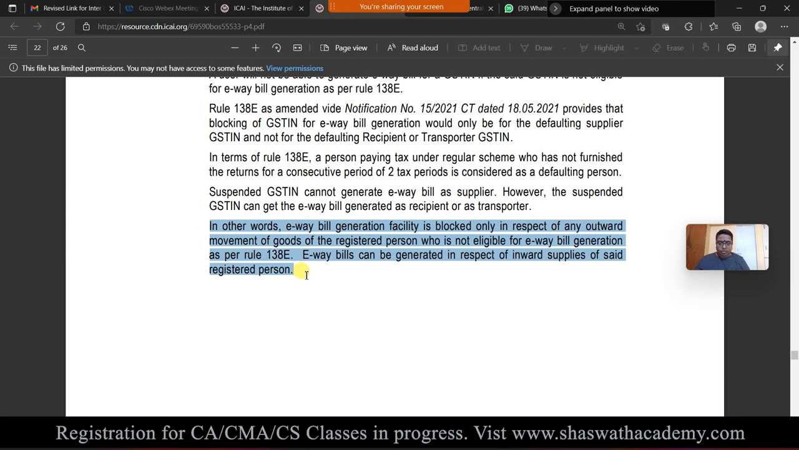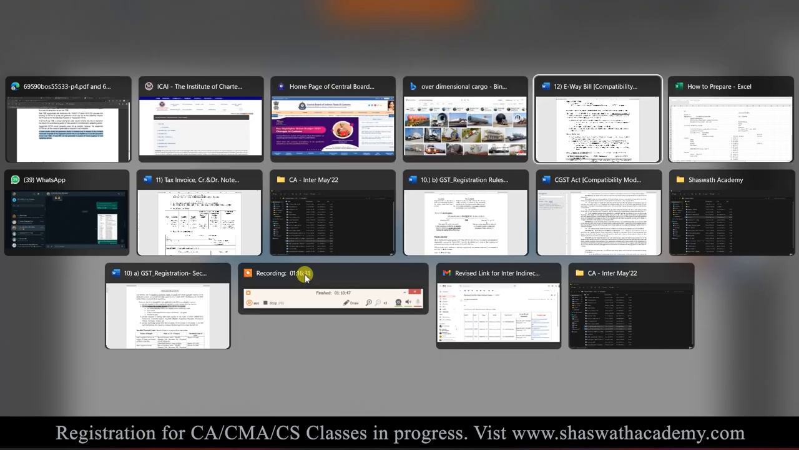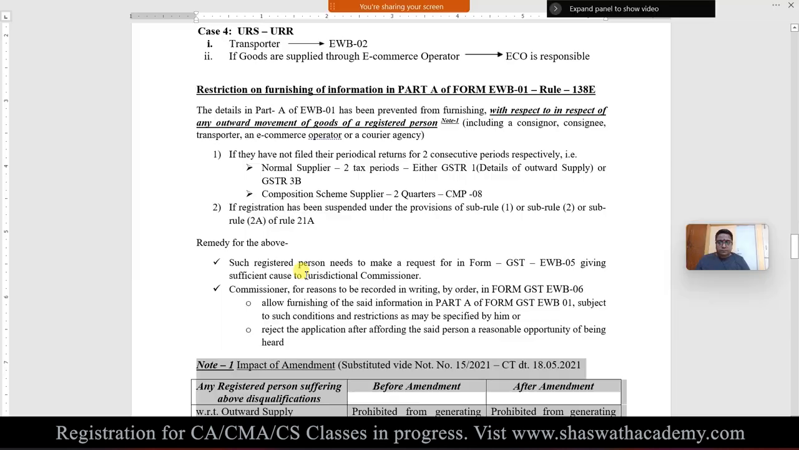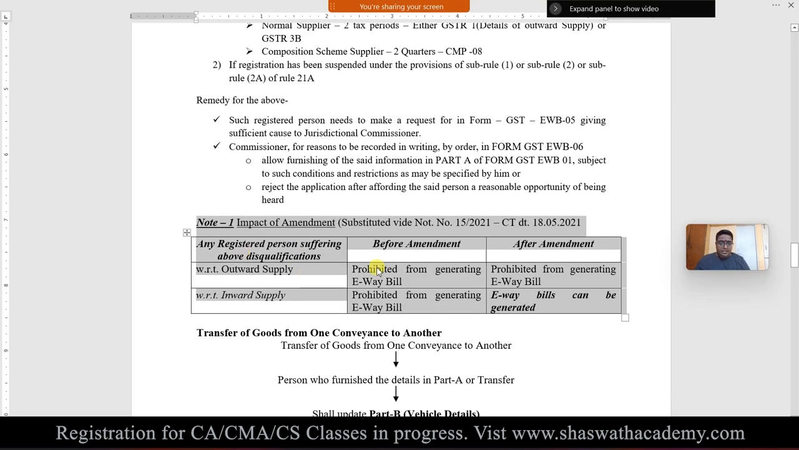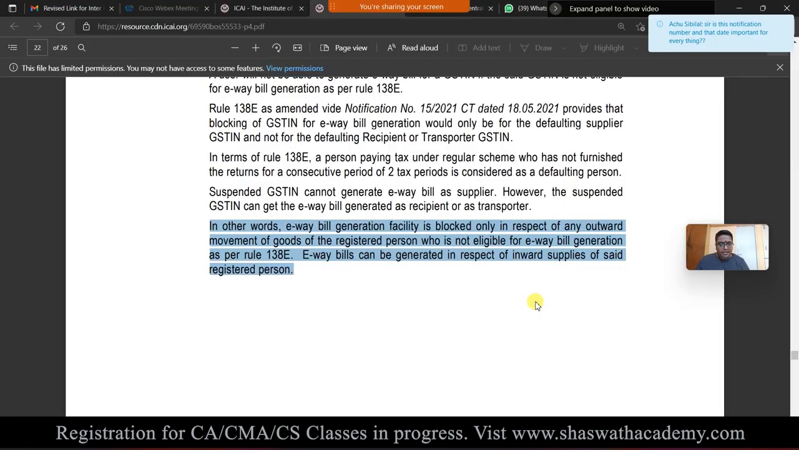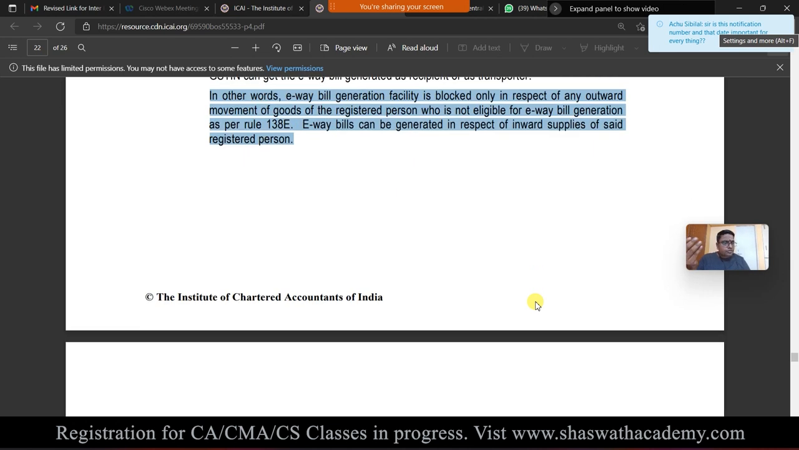Guys, check out. Did I give the same thing to you as an impactful amendment over here? Yes. Only thing, I have presented it in a tabulated form so that it is easy for you to understand. They have given it in the usual paragraph manner.